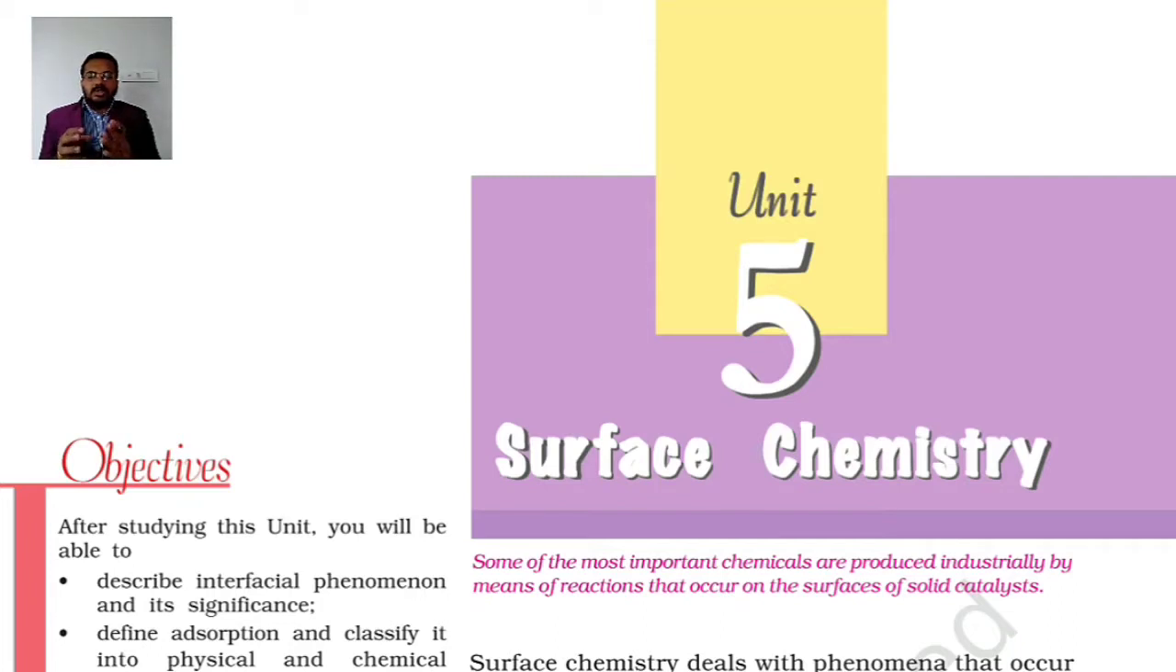So adsorption is a surface phenomenon, whereby the particles are getting adsorbed or retained on the surface of a particular substance. On the other hand, absorption is a bulk phenomenon because the water molecules are entering into the bulk of the substance. So as a final word, we can say adsorption is a surface phenomenon and absorption is a bulk phenomenon.